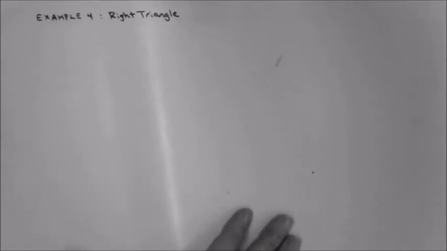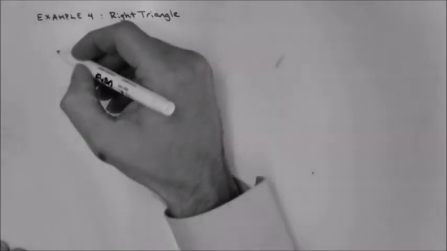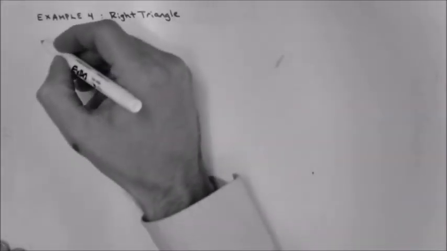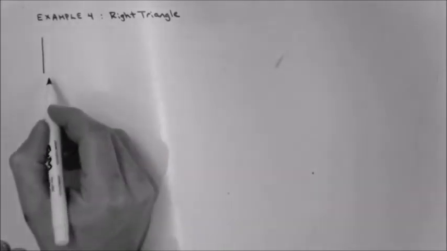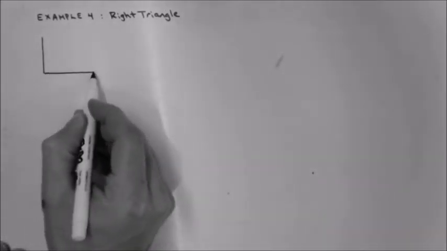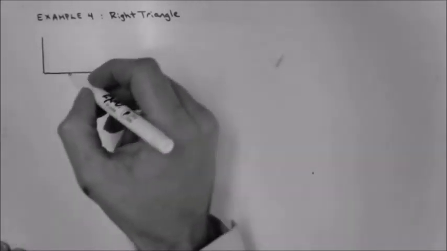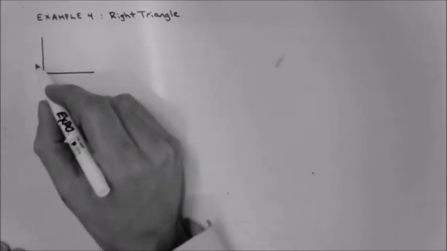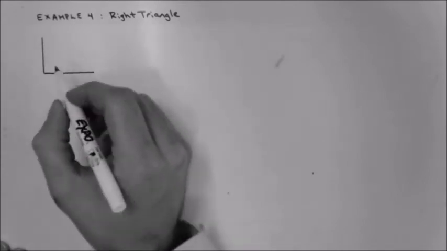Example 4, we're going to be applying our skills using quadratics and solving quadratic equations, dealing with a right triangle. So we have one leg of a right triangle that is 1 centimeter longer than the other leg. So in order to get my bearings here, I'm just going to draw a right triangle, and I'm going to try and make it look like one leg is 1 centimeter longer than the other leg. Okay?